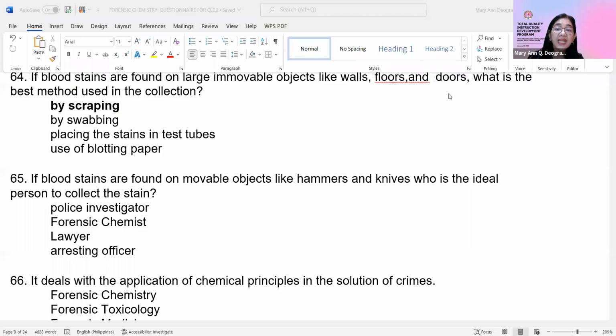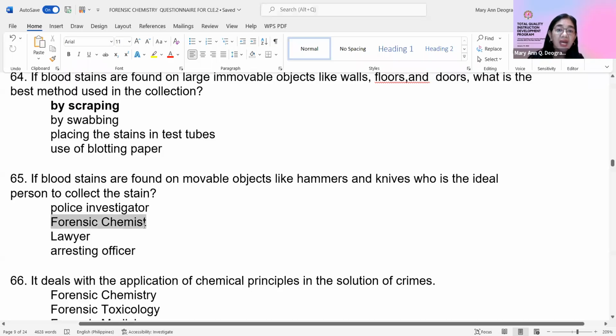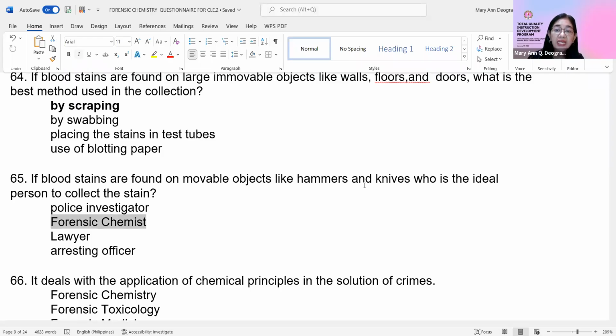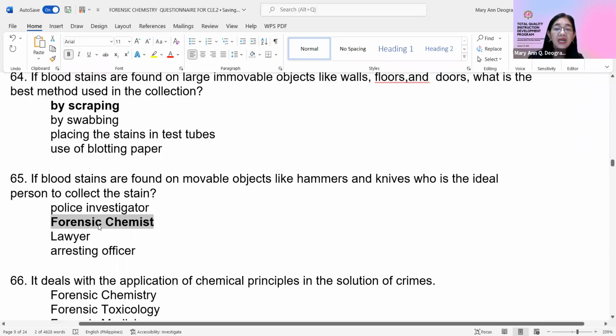So, movable object, blood stain yung pinag-uusapan dito, di ba? Kung ang pinag-uusapan ay yung blood stain, halimbawa, nasa hammer yan, it's the work now of the forensic chemist to collect the stain, no? Ang trabaho ng investigator dyan, no, is to collect the knife and the hammer. Pero ang magko-collect ng stain doon sa mismong hammer, it's already the work of the forensic chemist.